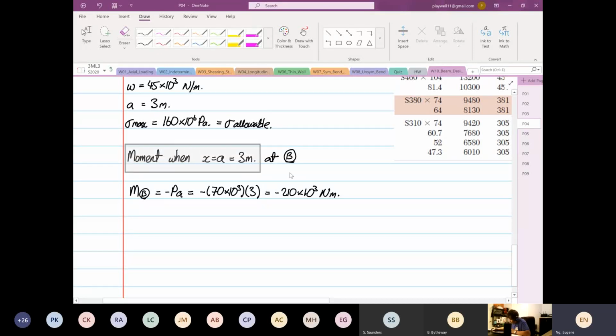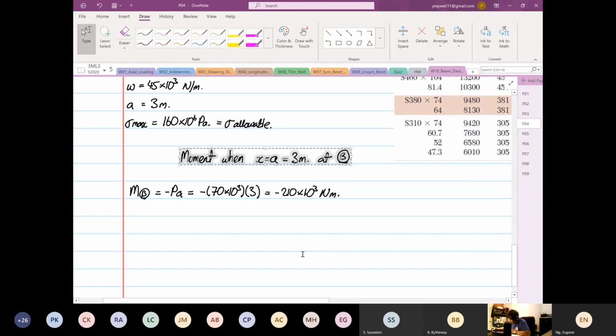Put the word calculate. Why we select this point, I'll write this down. This is because the shear at point B crosses across the 0 line. Right? That's why we check.